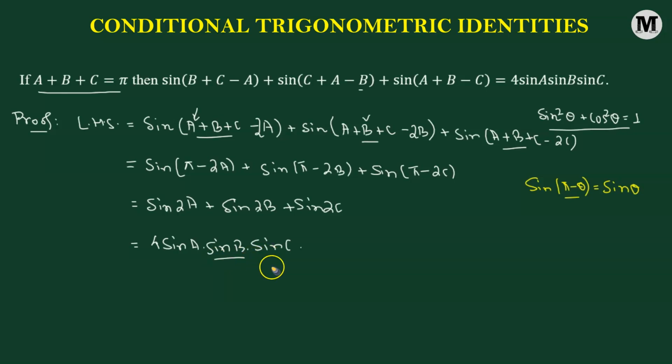You can check out the first video where we have already worked out this problem, and I'm leaving this as an exercise for you to try out. This is going to be equal to the right hand side. So here we have successfully verified that yes, it is true. That means the left hand side is going to be equal to the right hand side, provided we have the condition that a plus b plus c equals pi radians.